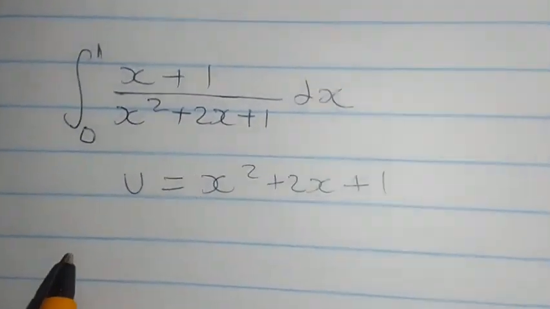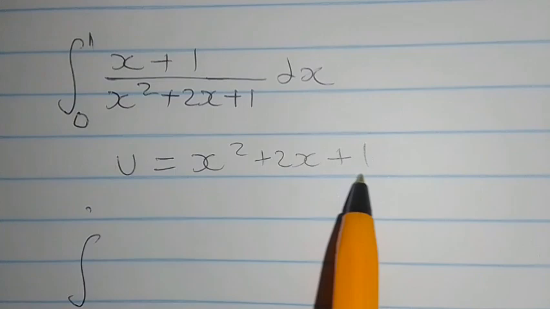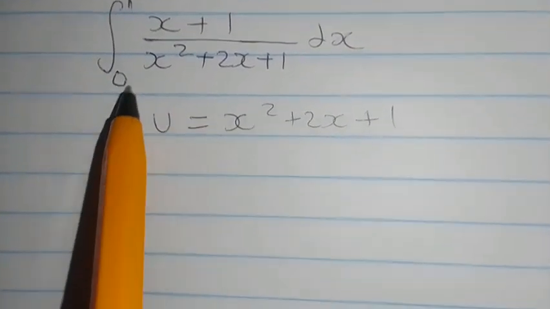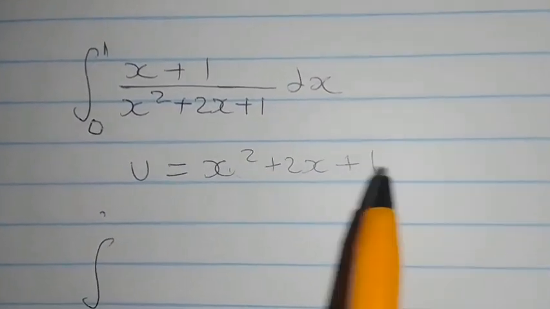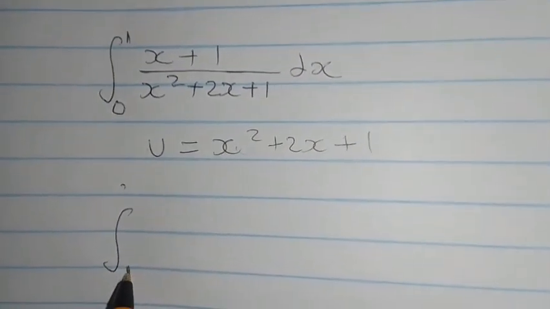So if we make that substitution here, we're going to change the boundary. So now you substitute 0 here. If you substitute 0 here, you're going to have 0 squared plus 2 by 0 plus 1. And 0 squared, that's 0. 2 by 0, that's 0. And you're going to have positive 1. So the lower limit is now going to be 1.